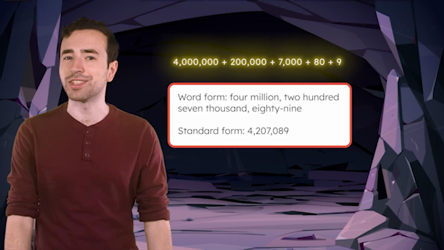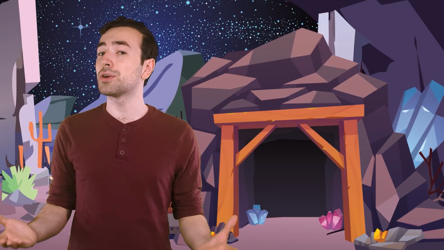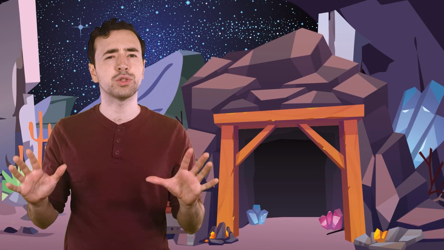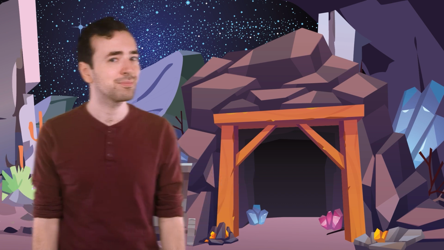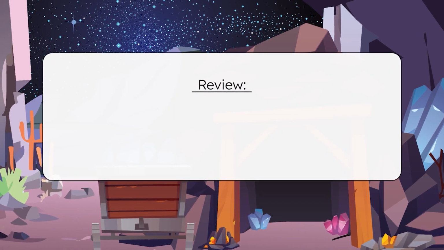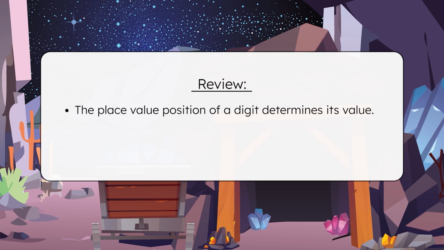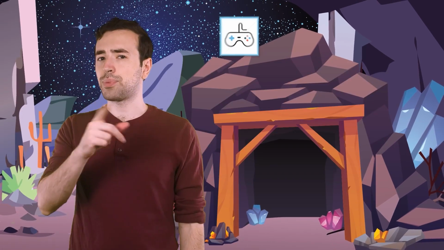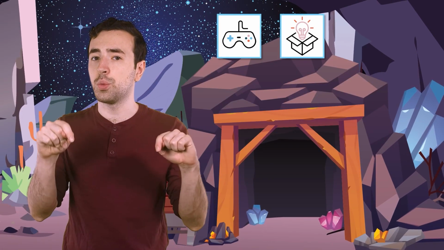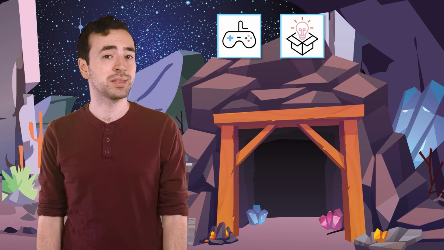Nice job, mathematicians! So, what have we learned today, besides the fact that numbers can shine in different ways, just like the crystals that shimmer in these caves? Well, now you know that the place value position of a digit determines its value. You can also identify and represent numbers in standard form, word form, and expanded form. Be sure to complete the practice questions and extension activities that go with this lesson to practice representing numbers.